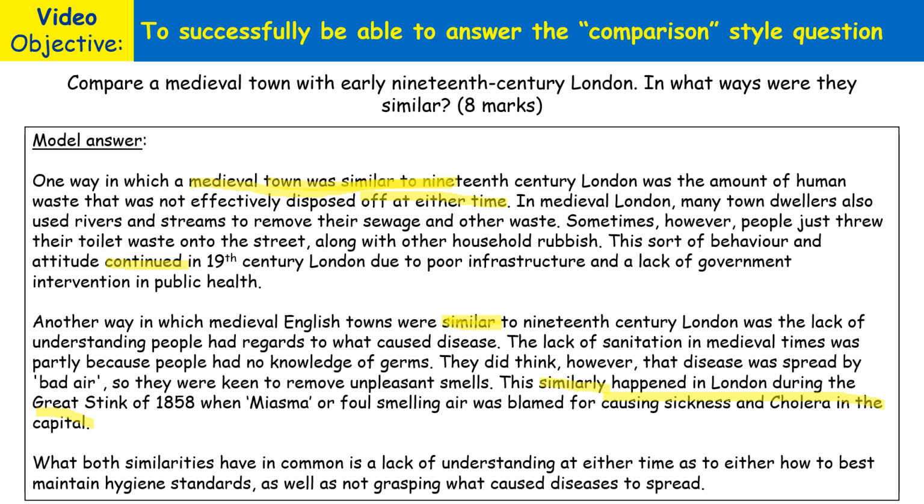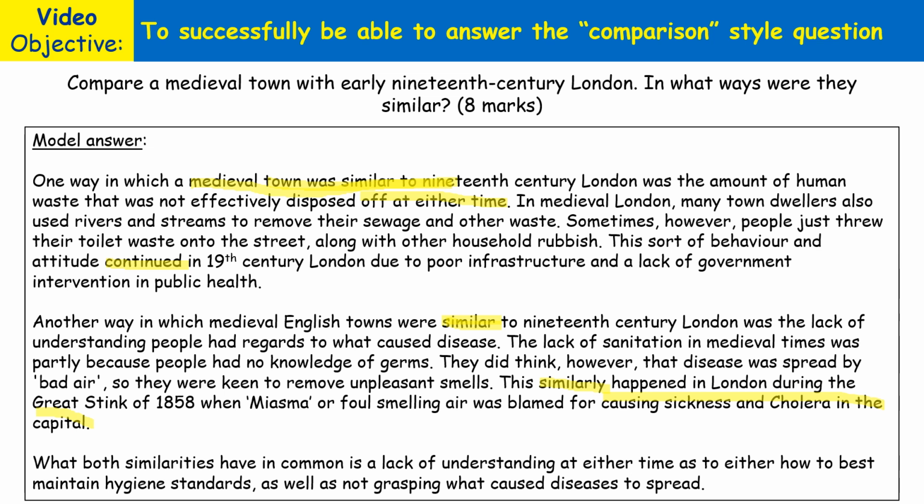Now, if you write 2 paragraphs like I've done here for this type of question, you're pretty much going to be guaranteed 6 marks out of 8. But in order to get 7 or 8 marks out of 8, we want some degree of judgment in our answer as well. And the best way to do that is to summarise at the end of your answer in 1 or 2 sentences like this.